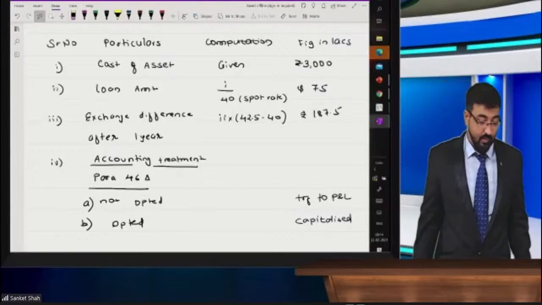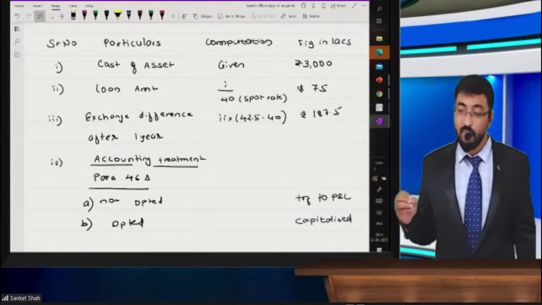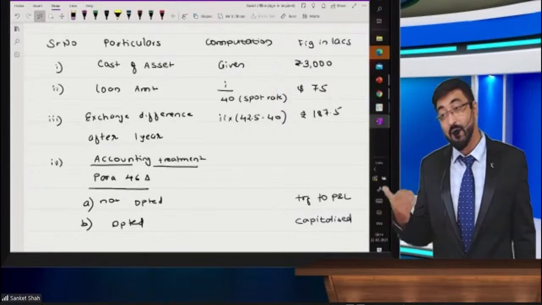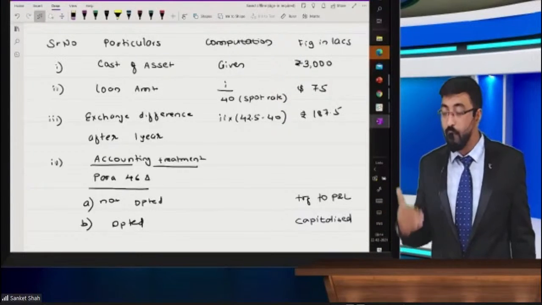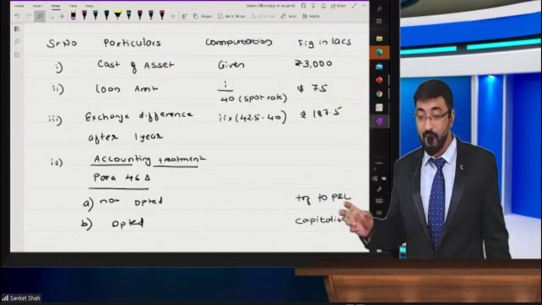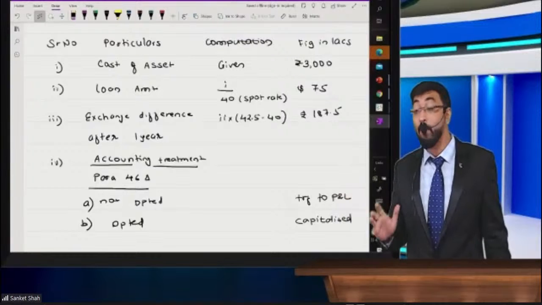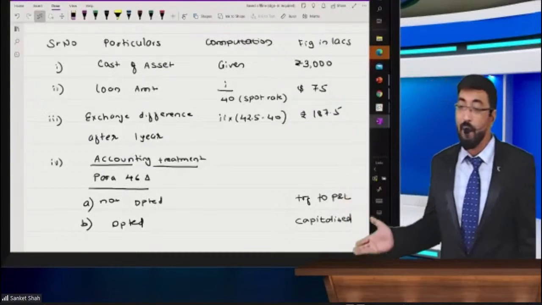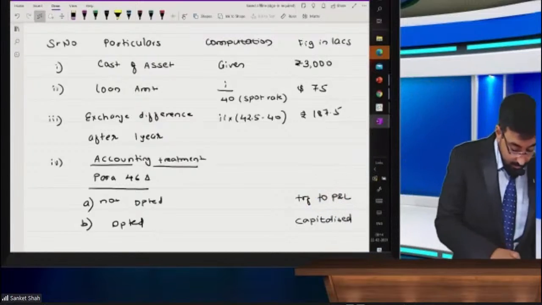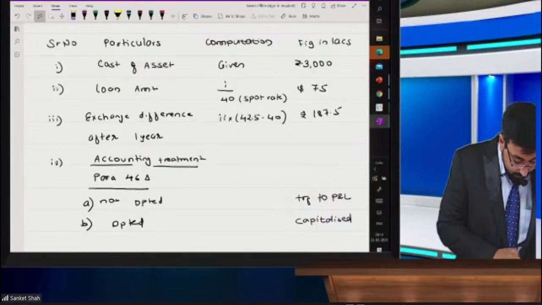Yes. Now, here, beta, understand one thing: if you purchase an asset by taking a foreign loan, then that exchange difference, if para 46A is applied, will be capitalized; otherwise it is transferred to the profit and loss account, as you are thinking. Yes, it's very easy.